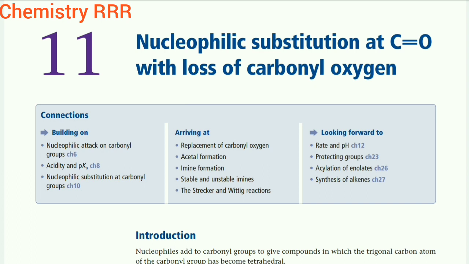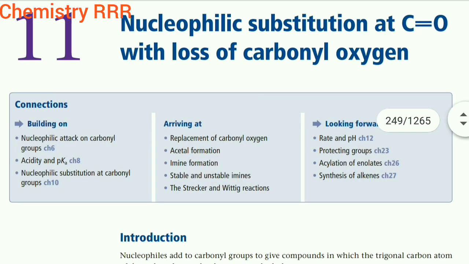And which topics are based on this topic? In looking forward, that is rate and pH, chapter number 12, protecting group, chapter number 23, acylation of enolates, chapter number 26, and synthesis of alkene, chapter number 27. These four topics are based on this topic. So while reading each chapter or each topic, first read the connections.